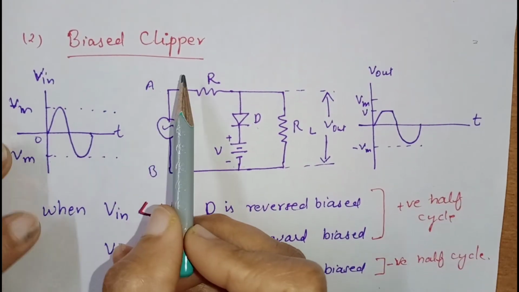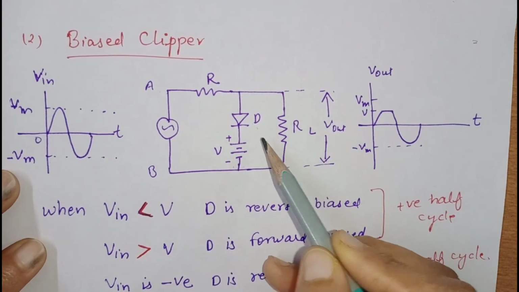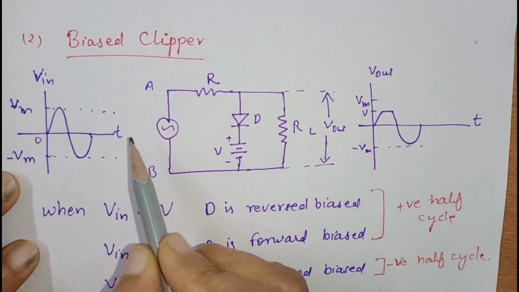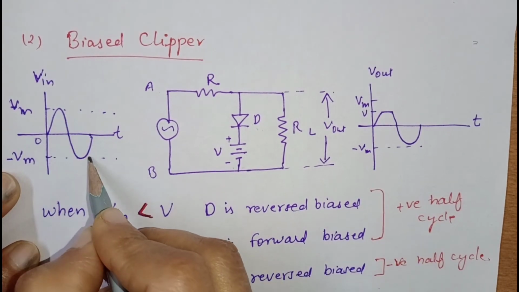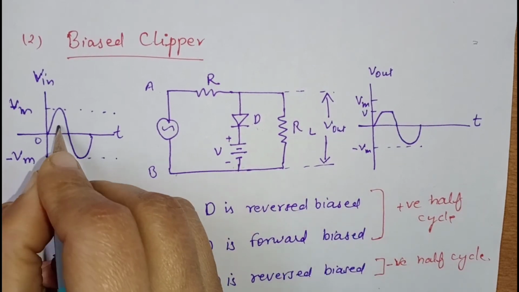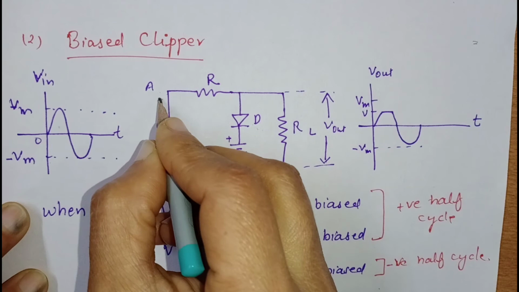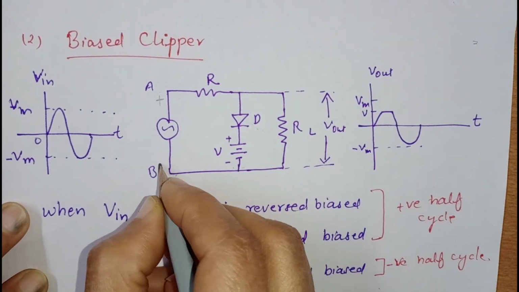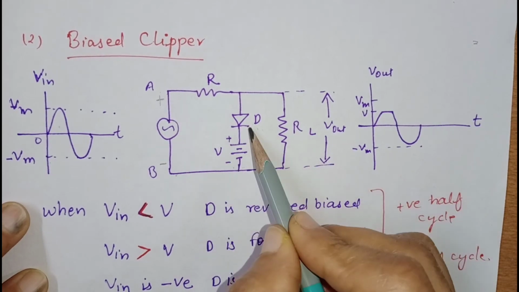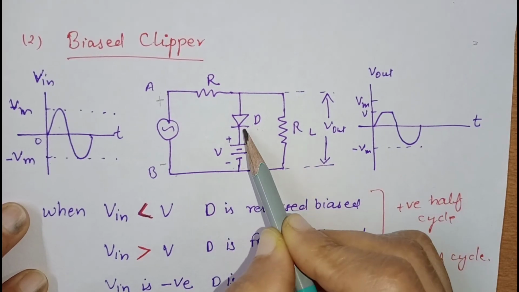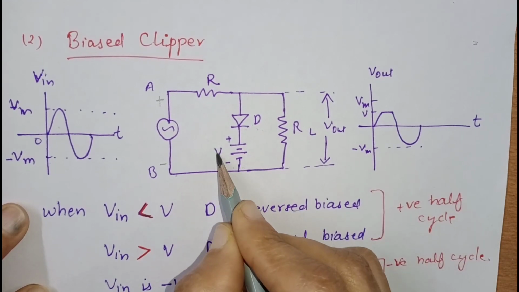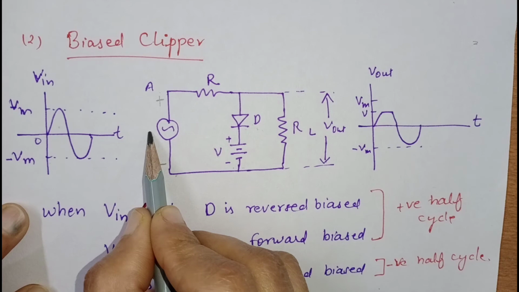Now we will consider the biased clipper. In case of a biased clipper, we will apply a battery across this diode. Now when we apply this waveform at the input of this circuit, during the positive half cycle, terminal A is positive with respect to terminal B. So we can see this diode is forward biased, but actually it will not be forward biased until this voltage V is greater than this input voltage.